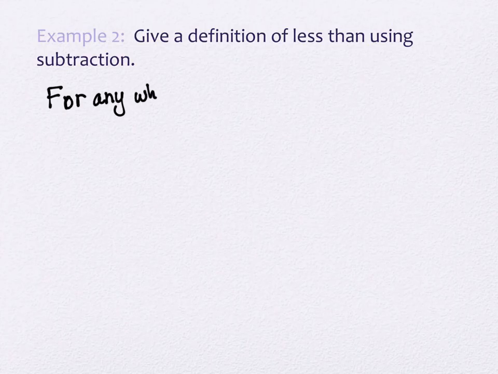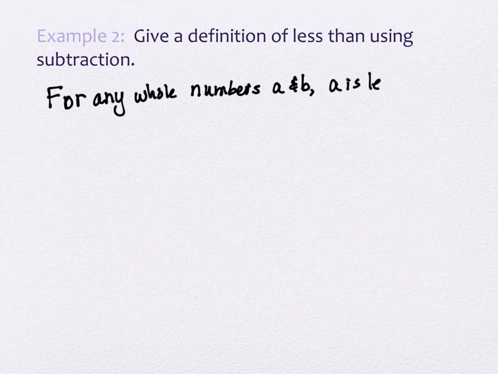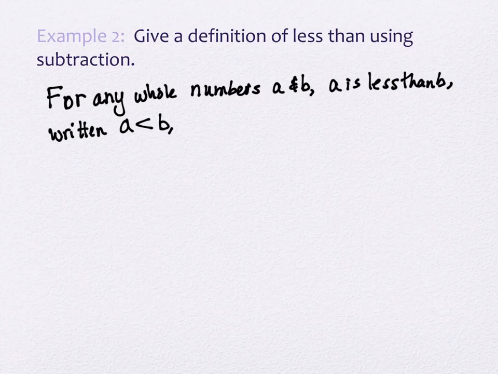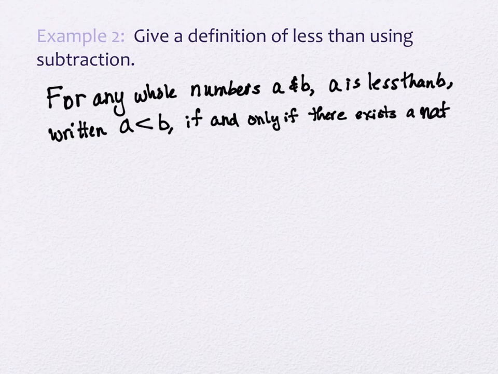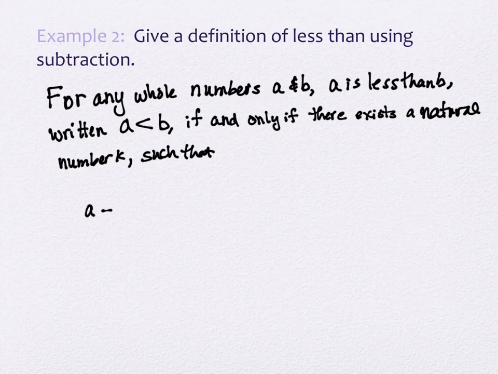So for any whole numbers A and B, A is less than B, which is written in symbols like this. And then the next part says if and only if, so we're still doing the same thing. There exists a natural number K, all that's the same. Such that, the only thing that's going to change is that my previous statement about addition has to be a statement about subtraction. So instead of writing A plus K is equal to B, how could I write this statement in subtraction?